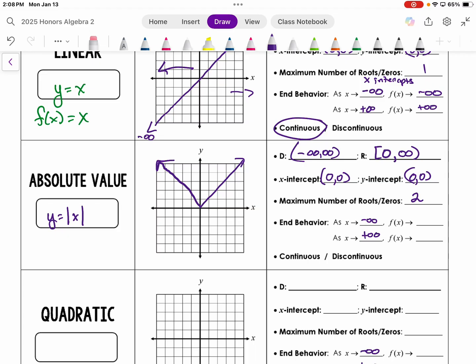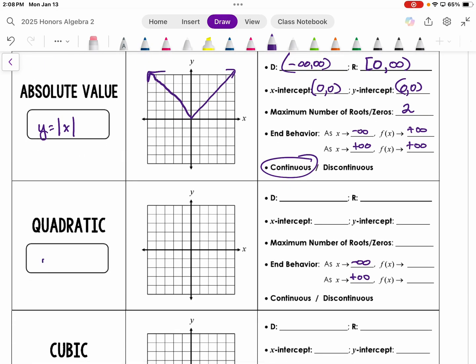Hopefully you went ahead of me and filled in the end behavior. To the far left, I'm going up to heaven. To the far right, I'm going up to heaven as well. Absolute value graphs, the end behavior should be identical. Whatever one side's doing, the other side's doing the same. If this thing was reflected over the x-axis and was facing down, if the left side was going to negative infinity, going down into the ground, the right side should be doing the same thing. You should have matching end behavior on this graph. And again, this is a continuous function.